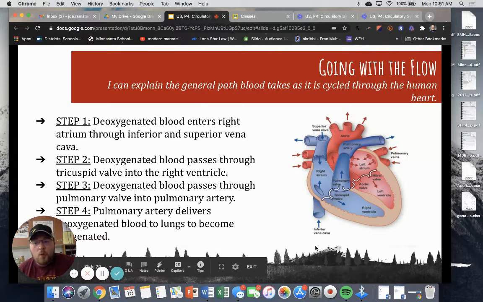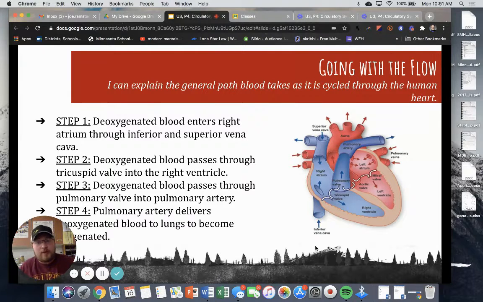So now we're going to go with the flow. We're going to talk about the general path blood takes throughout the heart. Okay, so you're going to have to kind of follow along with me, and we'll go from there.